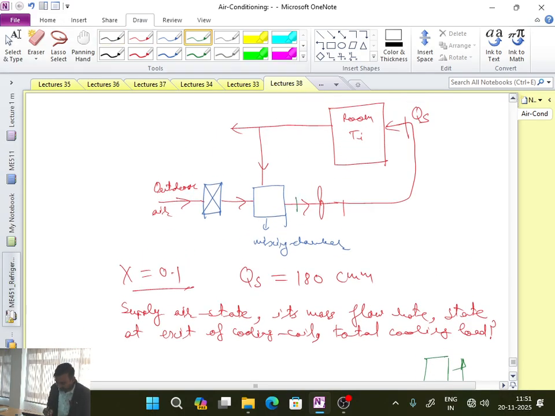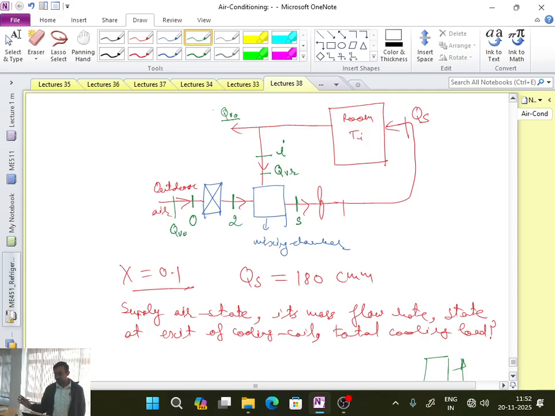Let me call this state as S, which is after mixing. Recirculated air over here will be state I. This state over here will be O. Let me call this particular state as state 2, which is at the exit of the cooling coil. Corresponding to I, this will be my QVR, recirculated air. This will be from here QV naught. And here it has to be equal to QV naught, because ultimately the supply air state should remain the same.